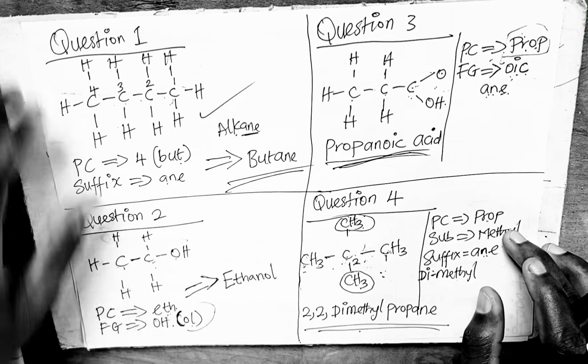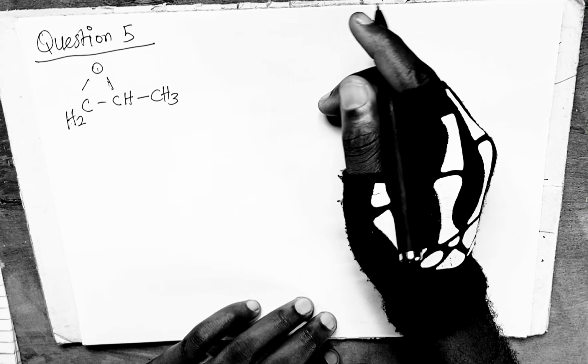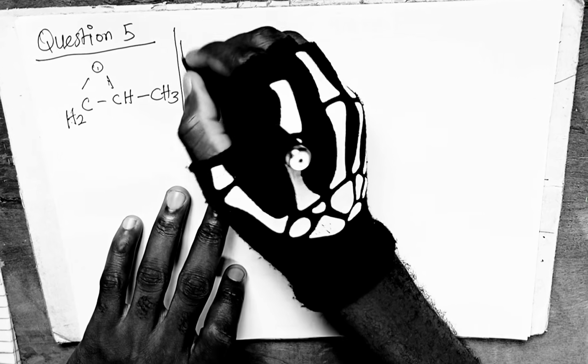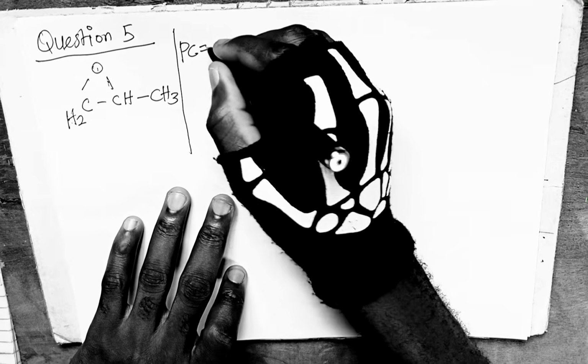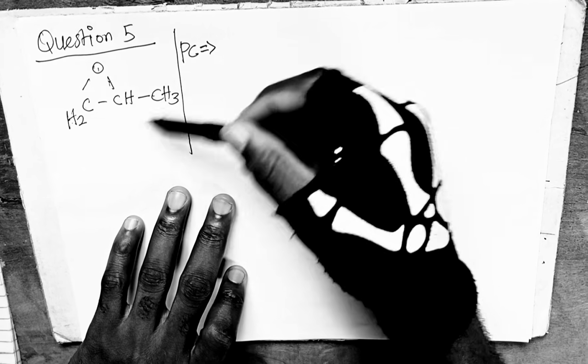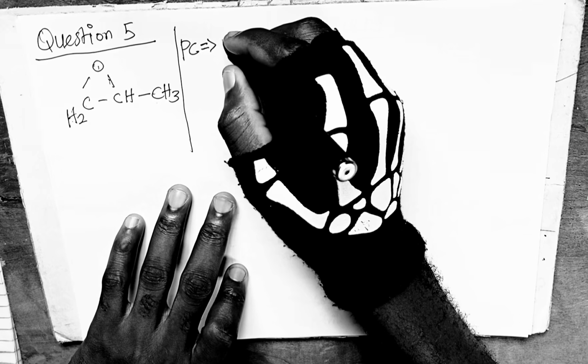Let's move on to question 5. We have this compound and we have to name it. How do we name the compound? First of all, let's write out what we have. The parent chain is what? Count the longest continuous carbon to carbon chain. How do we count? 1, 2, 3. We have just 3 there. The prefix for 3 is what?